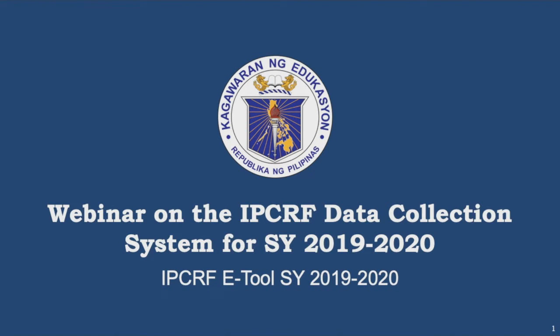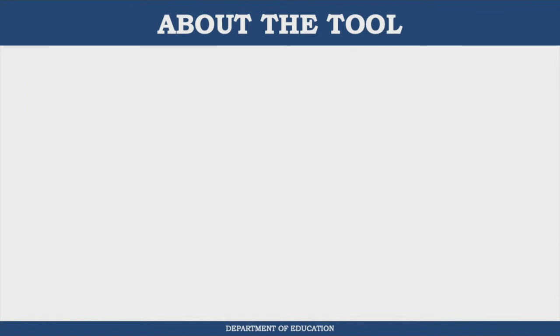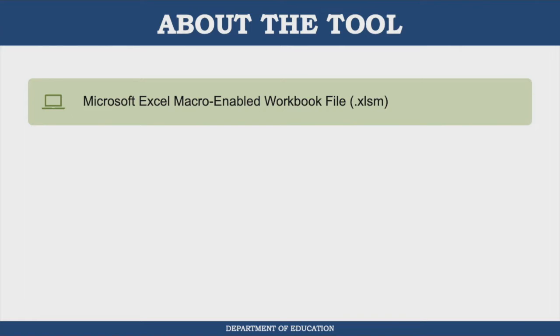For this session, I'll be talking about the IPCRF electronic tool for the school year 2019 to 2020. Before I show you how to use it, let me tell you a little bit about the tool. First, the tool is a Microsoft Excel macro-enabled workbook file with a .xlsm file extension designed for offline use.